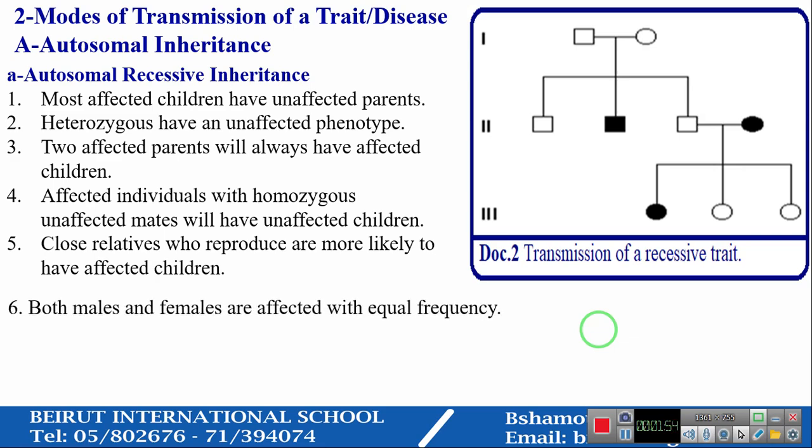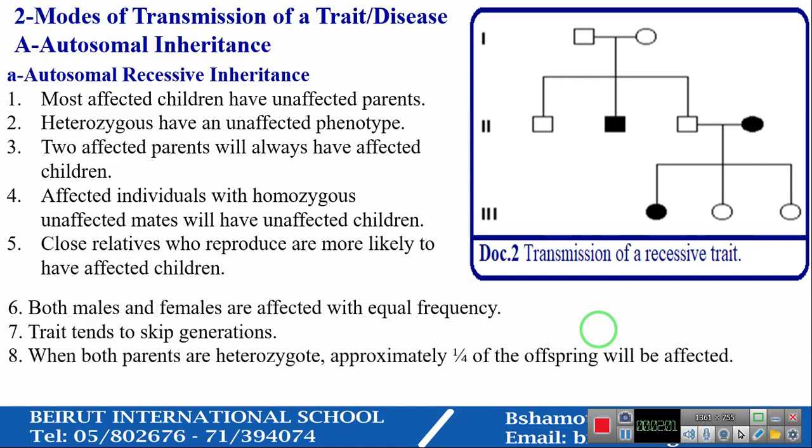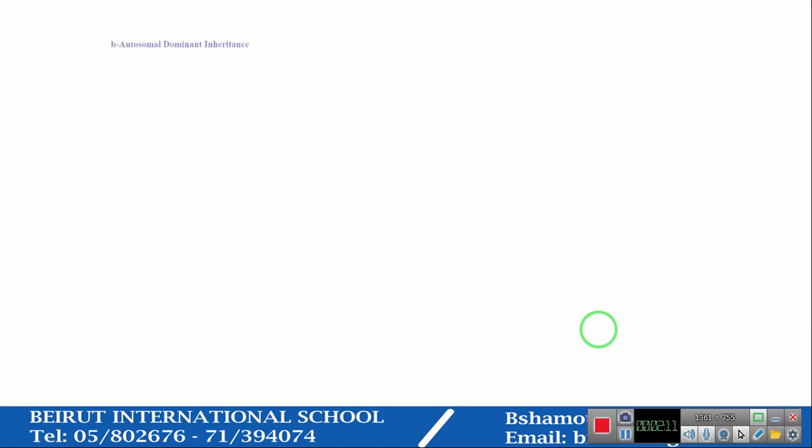Both males and females are affected with equal frequency. The trait tends to skip generations. When both parents are heterozygous, approximately 1 over 4 or 25% of the offspring will be affected. As an example, we have albinism and diabetes.